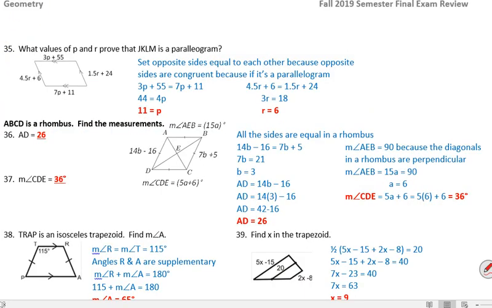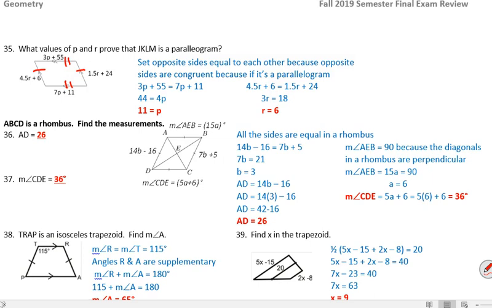So 35 says what values of P and R prove that JKLM is a parallelogram. So again, we're trying to prove that the opposite sides are congruent here. So we would set these equal to each other, solve for the variables, and that is what would prove that this is a parallelogram.